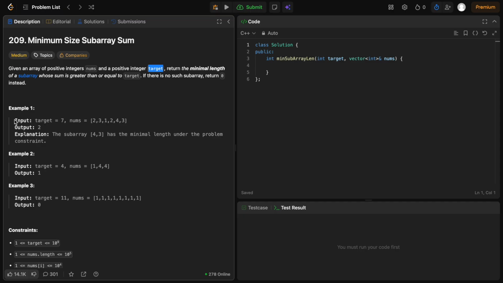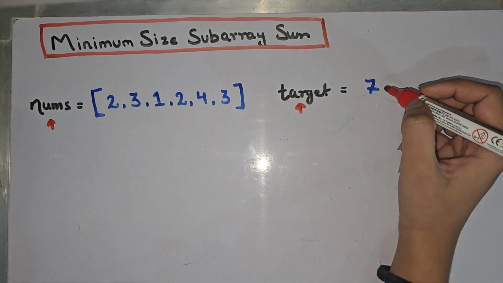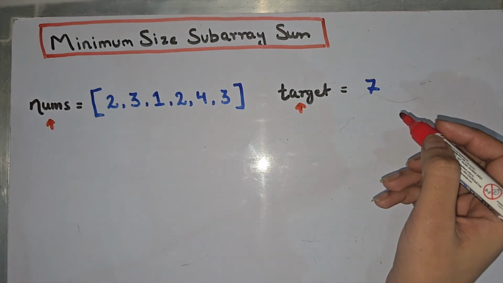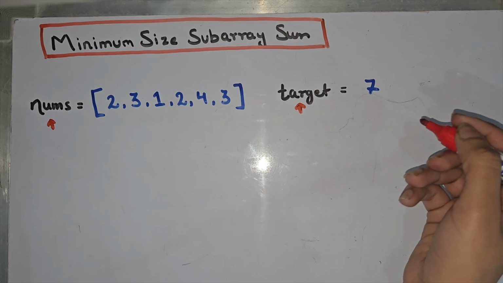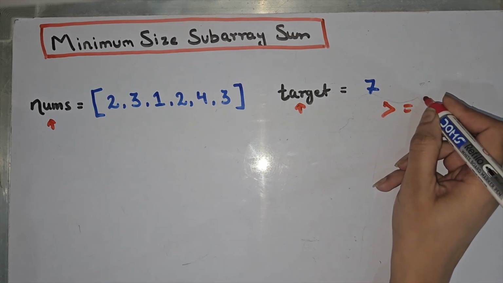If we look at this particular input, we have target as 7 and the array as this. So the subarray 4 and 3 gives us 7 and it is the minimal length possible answer. So let's understand this question. We will do the brute force and then we will optimize it. We are given an array nums and a target integer. We need to return the length of the minimal subarray such that the sum is greater than or equal to target.